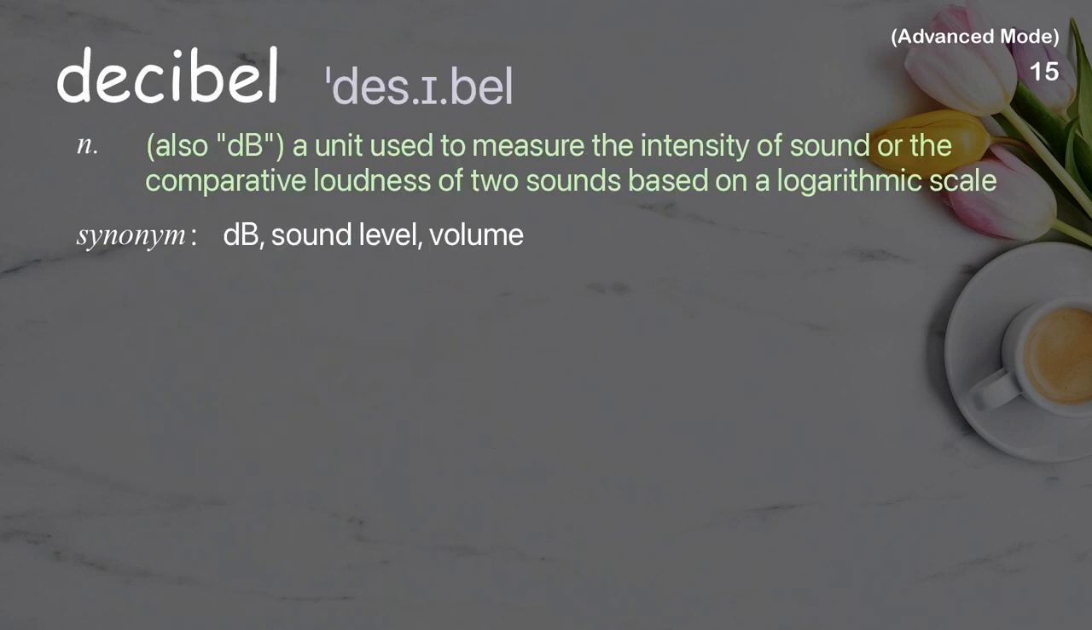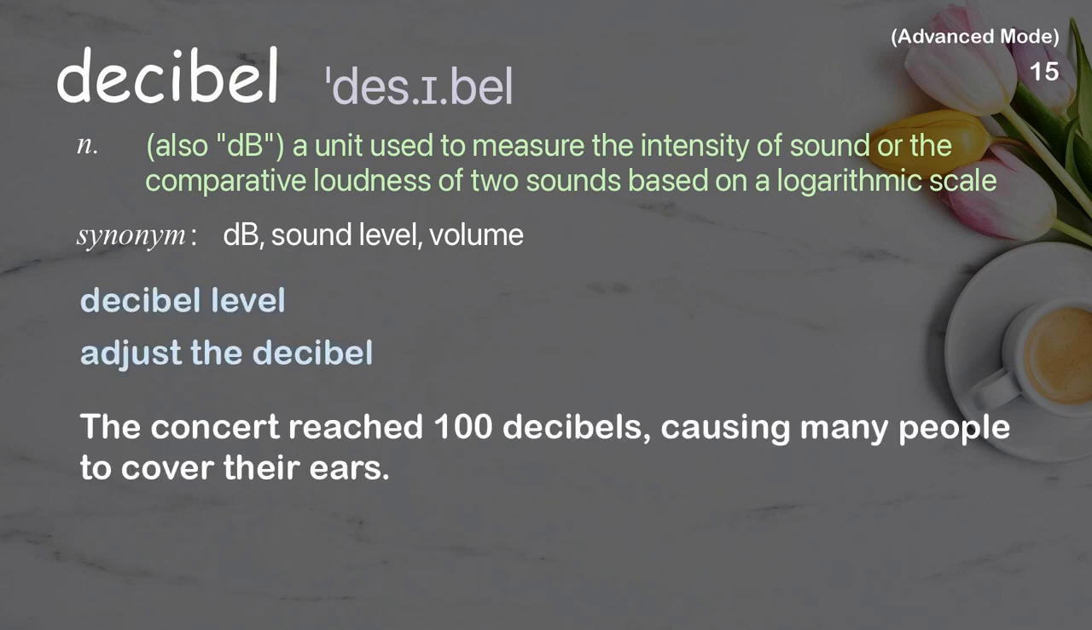Decibel. Also dB, a unit used to measure the intensity of sound or the comparative loudness of two sounds based on a logarithmic scale. Examples. Decibel level. Adjust the decibel. The concert reached 100 decibels, causing many people to cover their ears.